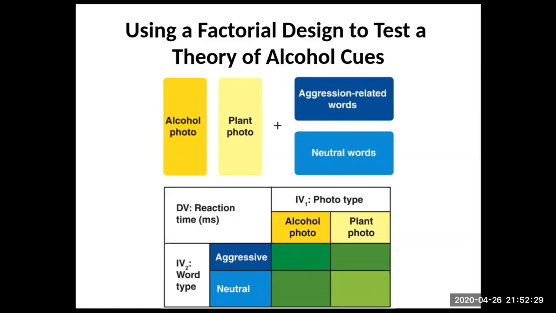So this, again, 2 by 2 design gives us 4 groups. We have aggressive words and a photo of alcohol. We have aggressive words and a photo of a plant. We have neutral words and a photo of alcohol. And we have neutral words and a photo of a plant. And the question is, is there a difference in reaction time depending on the type of photo and the type of word?